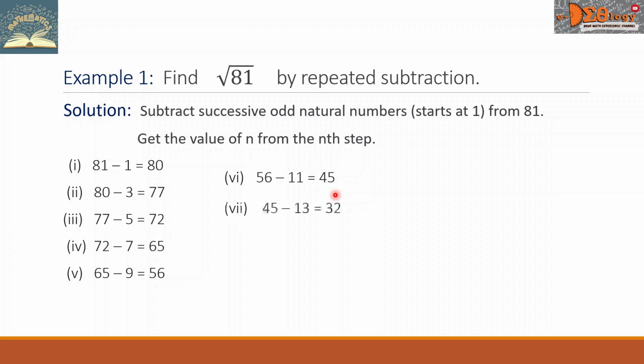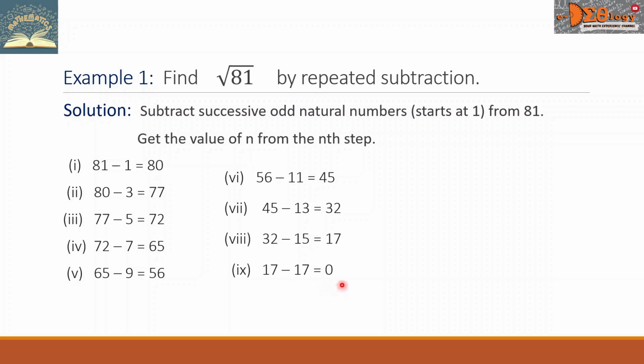Step 7, 45 minus the next odd natural number, which is 13, equals 32. Step 8, this 32 minus the next odd natural number, that is 15, equals 17. Then step 9, 17 minus the next odd natural number, which is 17, equals 0.